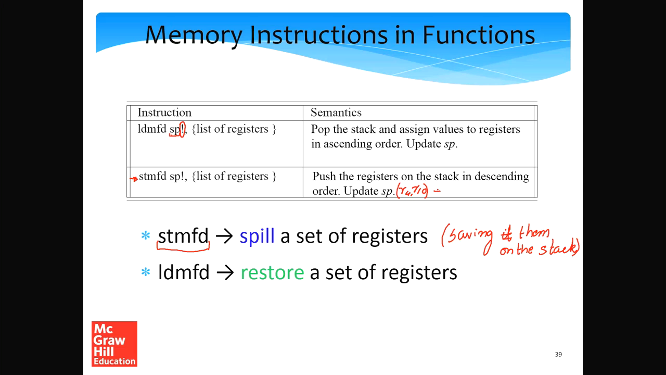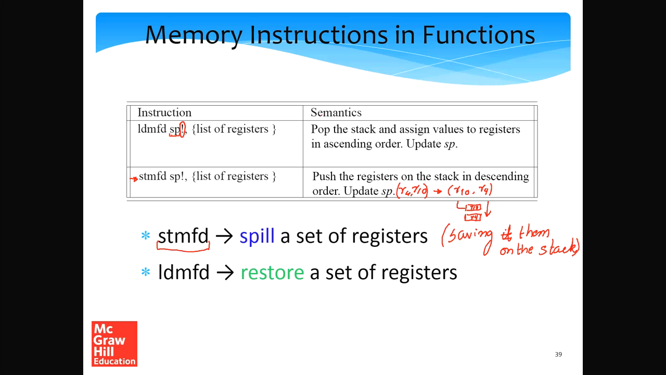So what the hardware would do is the hardware would first sort them in descending order. So it would be R10 and then R4. The values of these registers would be pushed in the same descending order. So R10 will essentially be pushed first, assuming the stack is downward growing, R10, and then we would push R4.